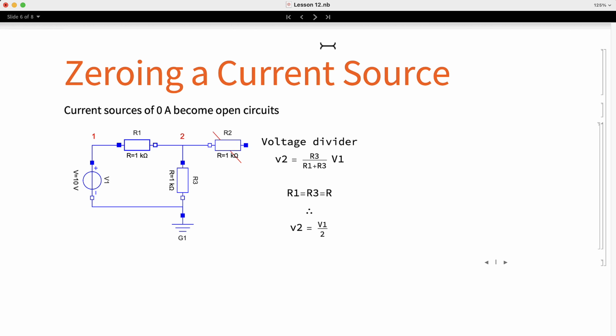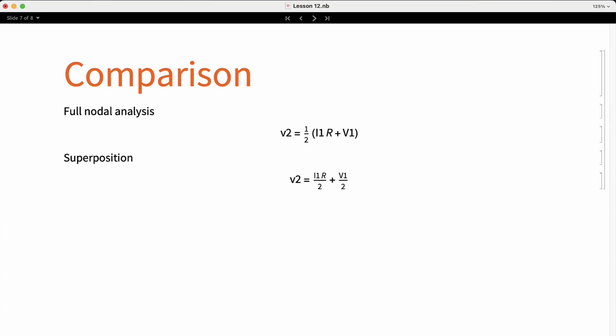When a current source has a value of 0 amperes, it is equivalent to having an open circuit, so there is nothing connected there. To get the voltage at node 2, we can use the voltage divider formula, since R1 and R3 are behaving as such. And after simplification, we get the following result. Let's compare the results. With the full nodal analysis, we obtain the following formula for the voltage of node 2. When using superposition, we obtain the individual contributions of the sources, and if we add them together and compare the results with the previous one, we can see that they are practically the same.